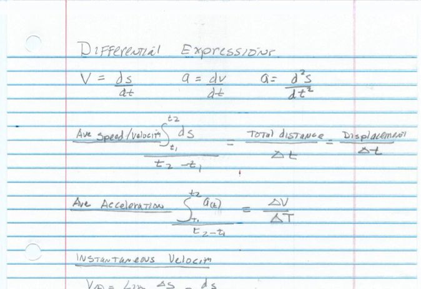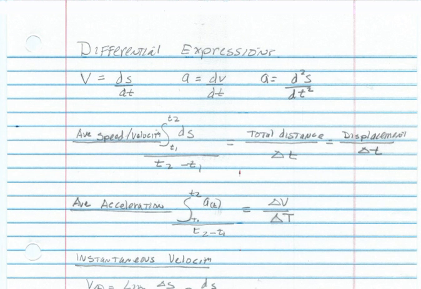This is a series of videos discussing the differential expressions in AP Physics C mechanics. We start with our chapter 1 equation. Velocity is the derivative of s with respect to t, so the derivative of displacement with time. Acceleration, of course, is dv/dt, or the second derivative of displacement with respect to time.